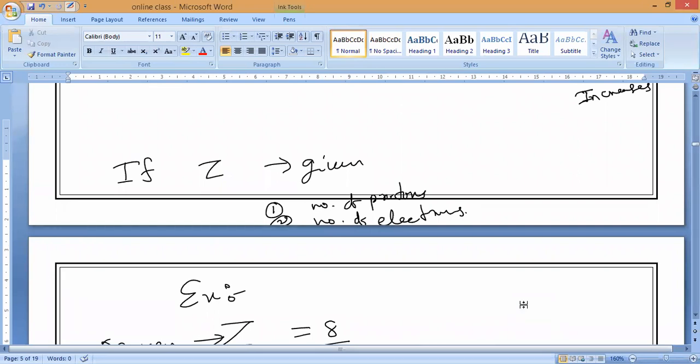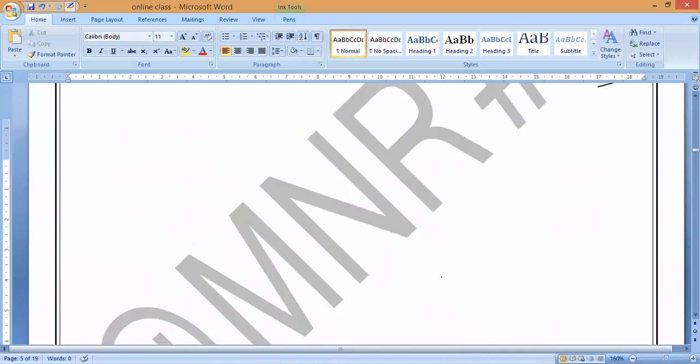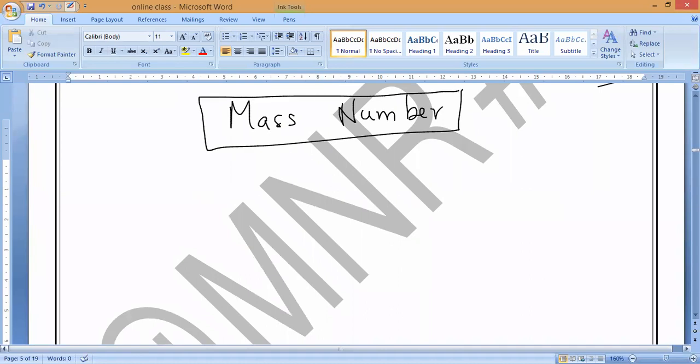If you understand this, the continuation of this atomic number is what we call the mass number. What is this mass number, and how to represent it, all these things we will study in tomorrow's class. So with this, I will leave. Tomorrow we'll continue from here.